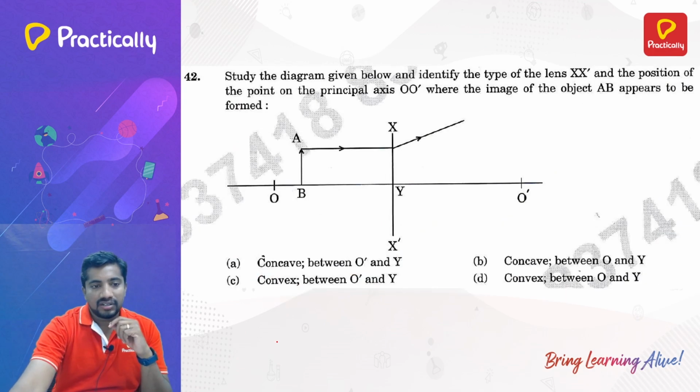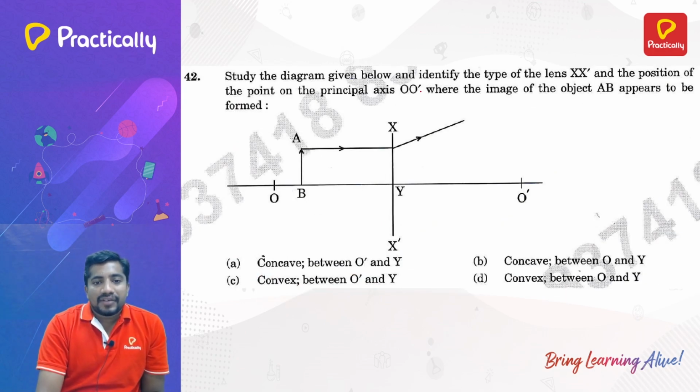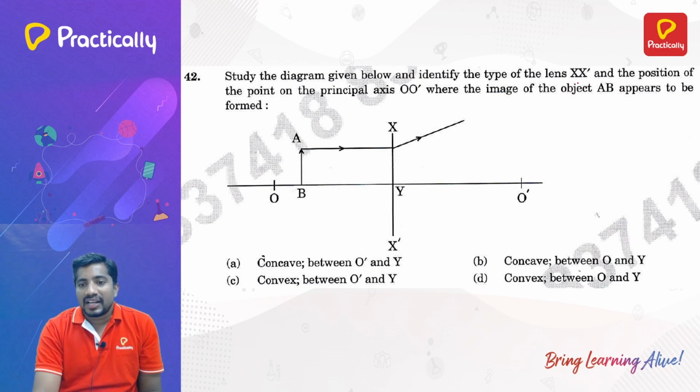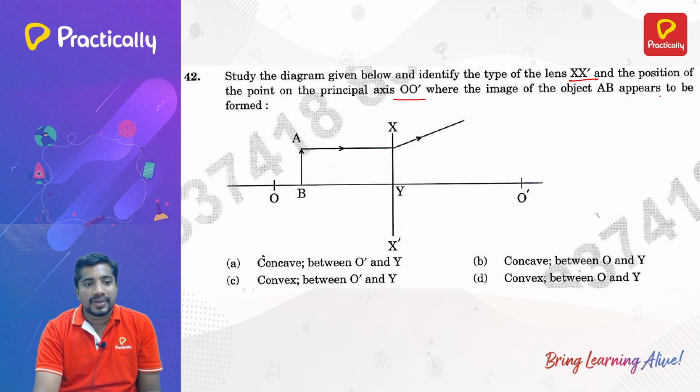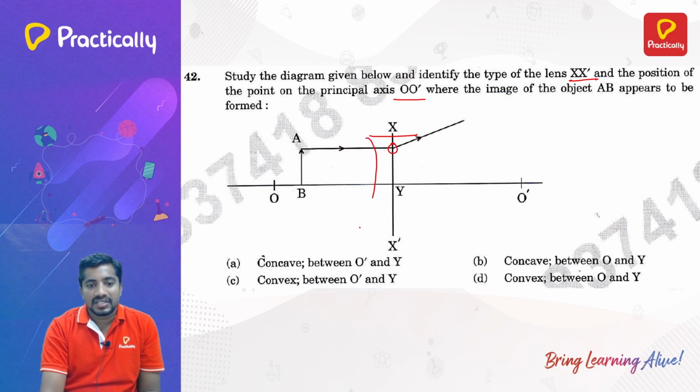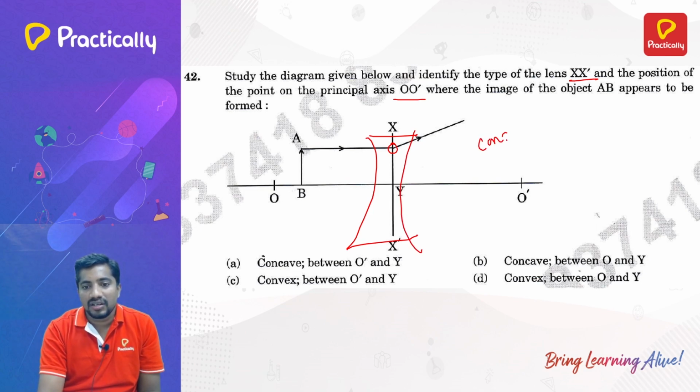Next, question 42. Study the diagram given below and identify the type of the lens XX dash and the position of the point on the principal axis OO dash where the image of the object AB appears to be formed. See here, the light after entering through this device is diverged. So that means it's a diverging lens. Diverging lens is nothing but a concave lens, children.